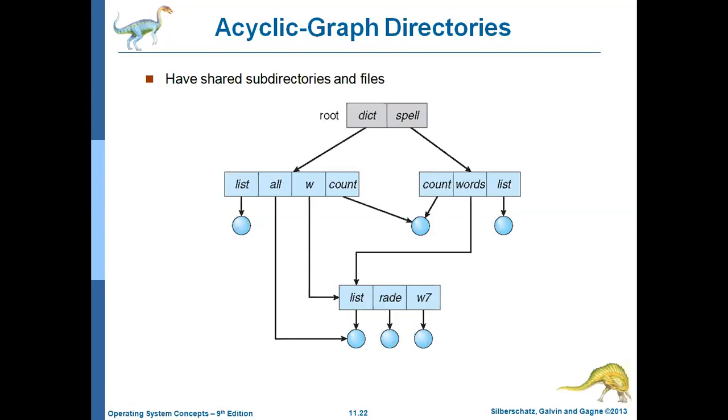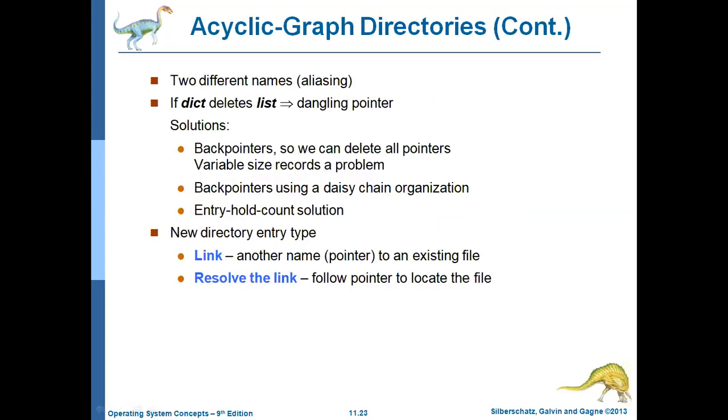As and when the same file is referred to multiple times, we increase the link count. Similarly with your acyclic graph directories over here, two different names. Deleting dict leaves a dangling pointer there.